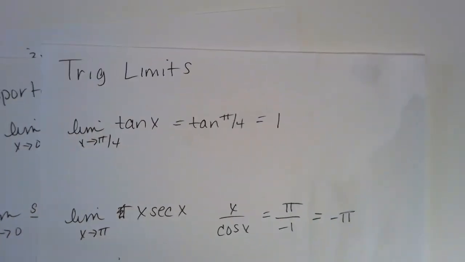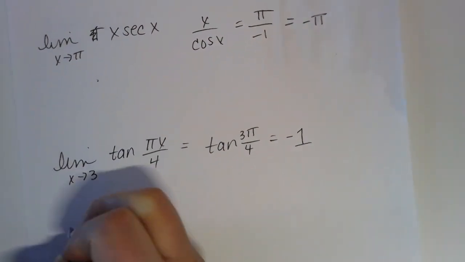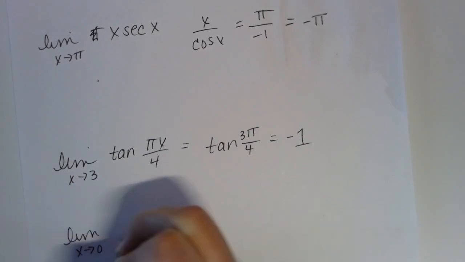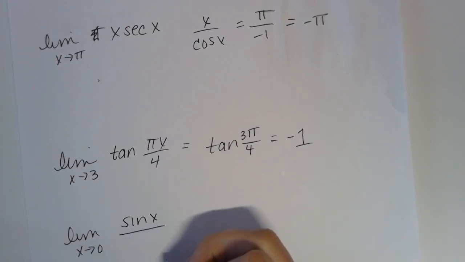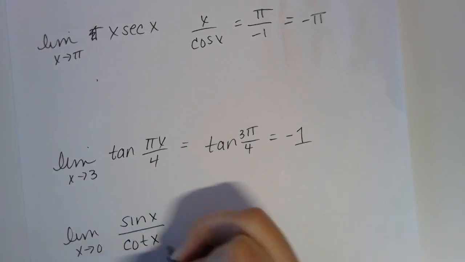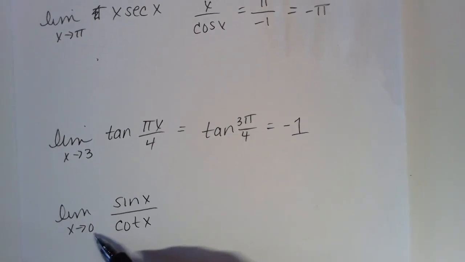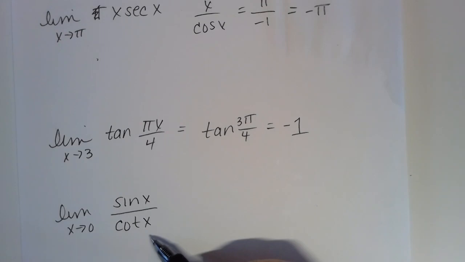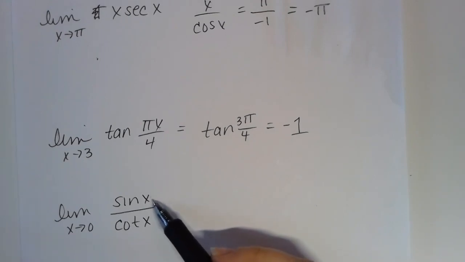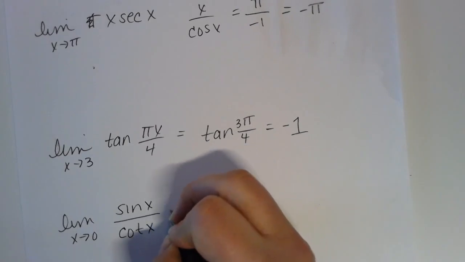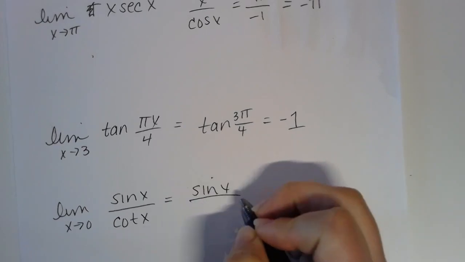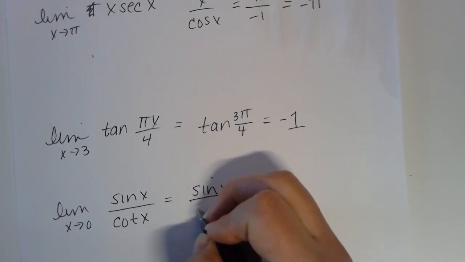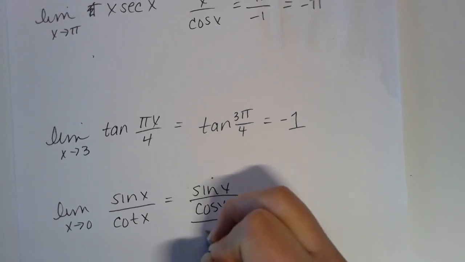Let's do one more that's a little bit more interesting. What if we have the limit as x approaches 0 of sine of x over cotangent of x? All right, now when I plug in 0 here, I get 0 on top, and cotangent is really, so one strategy for doing limits with trig is to switch them back to sine and cosine. So cotangent is really cosine of x over the sine of x.